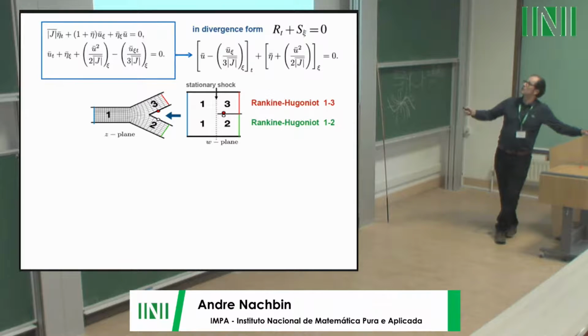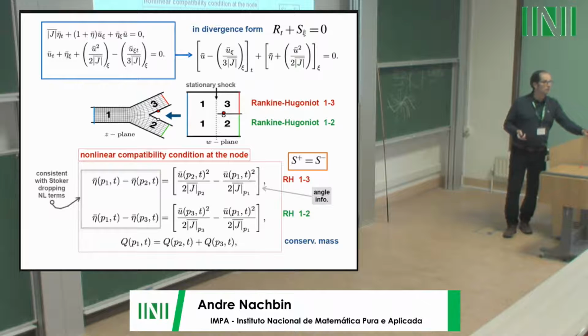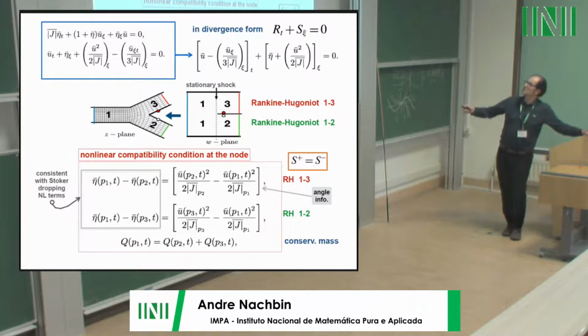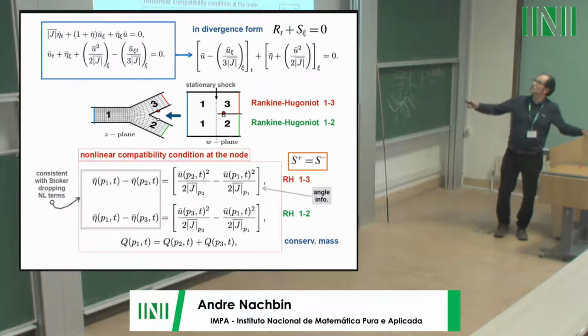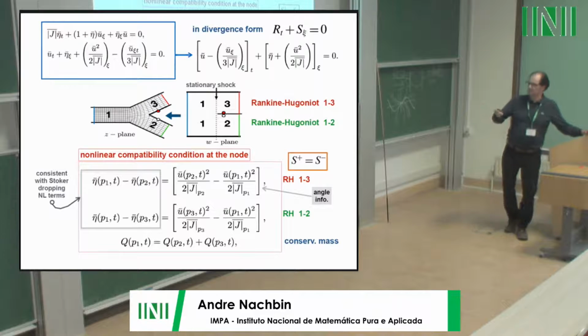So here's the Rankine-Hugoniot condition. Here's the R, here's the S. And I basically have one jump condition here and another jump condition there. That's going to be the new compatibility condition, and it arises as a nonlinear compatibility condition. So basically, to have a stationary shock here, I need S plus to be equal to S minus. And the interesting thing is that when you do this, you don't need this dispersive part. It's not coming to play a role. Anyway, to be seen, for this case it doesn't play a role.